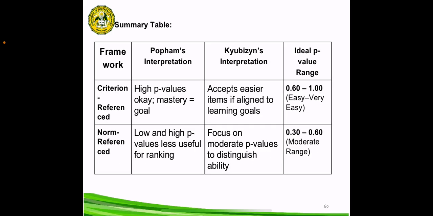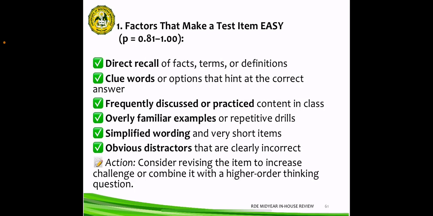So, this is the summary table of Popham's interpretation and Cuisine's interpretation. Take time to read and understand. Next, I'm going to introduce to you the factors that make a test item easy.